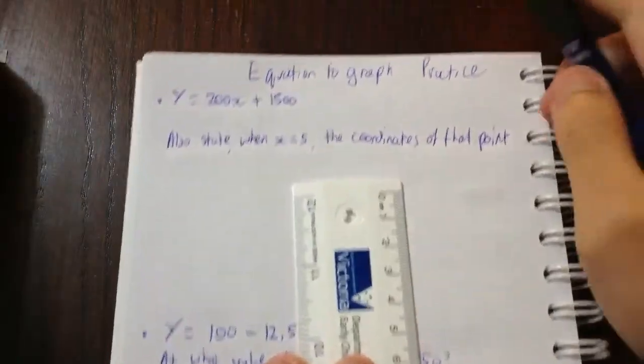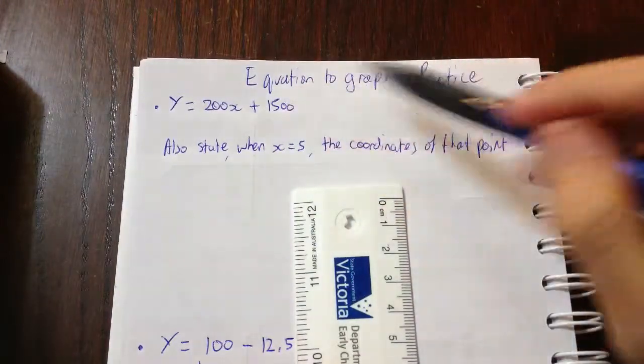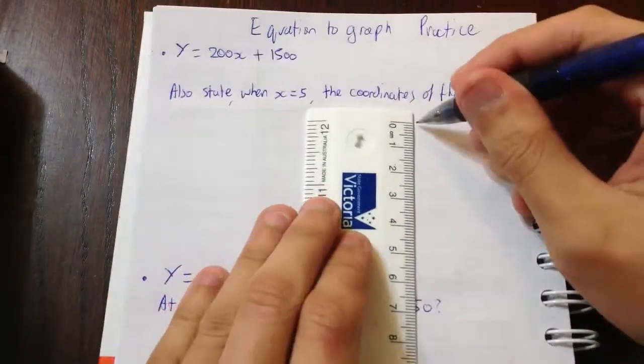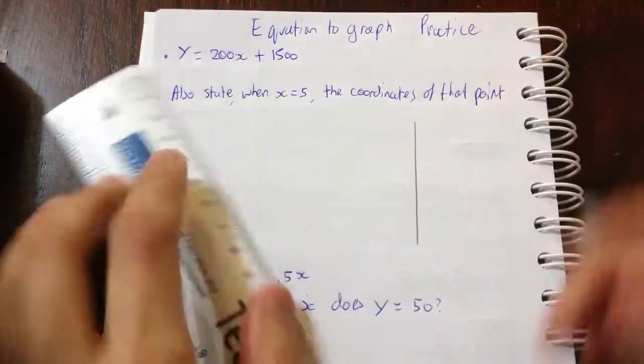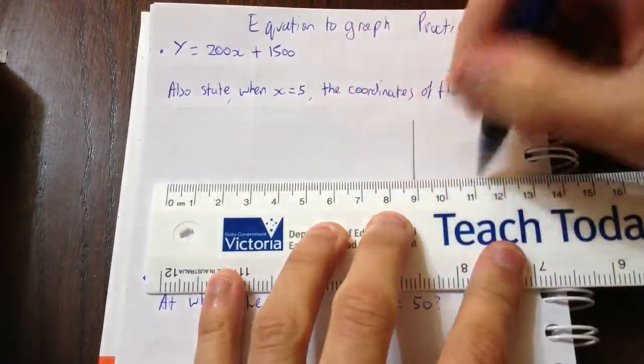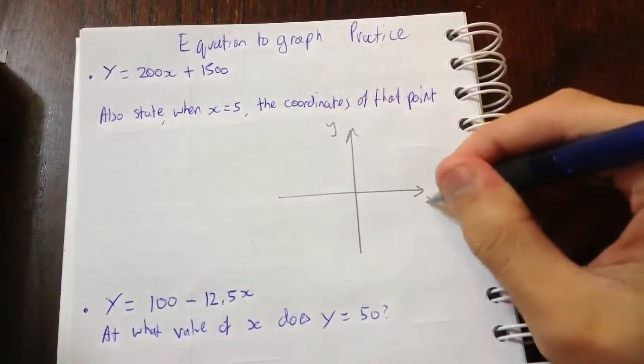Okay, we're on to sketching the graph of y equals 200x plus 1500. This is equation to graph practice, and here's our second question. You should be pretty comfortable with this. So I'm just going to quickly draw our axes. You get y, x.